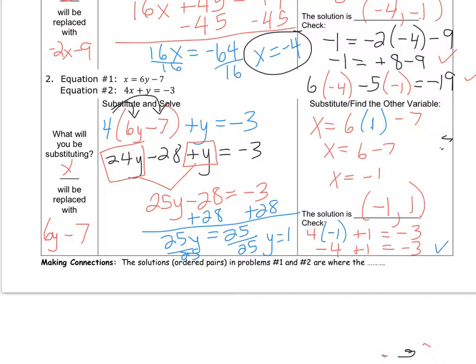Now, the last thing is just to make the connection to last class. These solutions, the negative 4, negative 1 from number 1 and the negative 1, 1 for number 2, what do they represent? Well, if we think back to last class, our solution was where our two lines intersected. So where we had two lines, our solution was the intersection. So these ordered pairs that we've been finding really just represent the point where the two lines intersect. It's the one point both equations have in common.